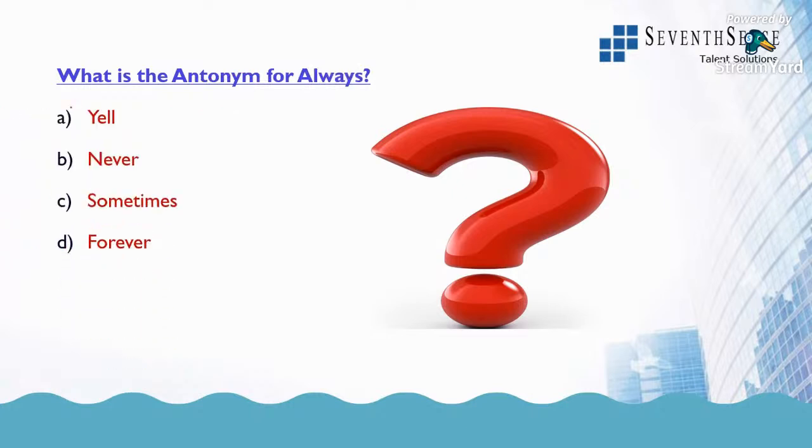What is the antonym for always? The other option is again another thing. Always, antonym is the opposite word. Always, never. So the right answer is never. Sometimes won't be the answer because it is not the opposite meaning, right? Forever, always, these are synonyms, but they are asking for antonyms. So the opposite meaning of always is never.